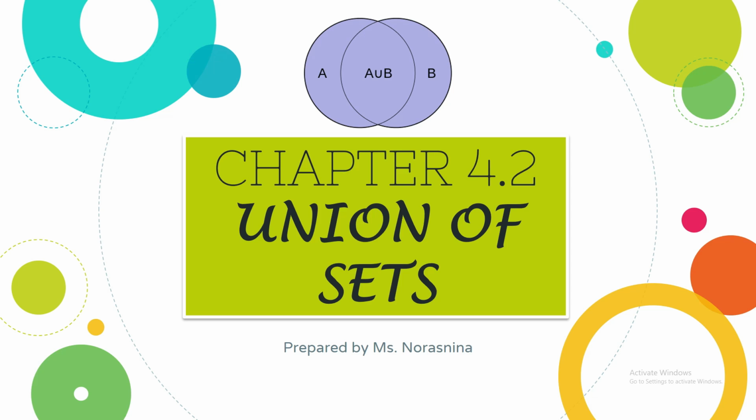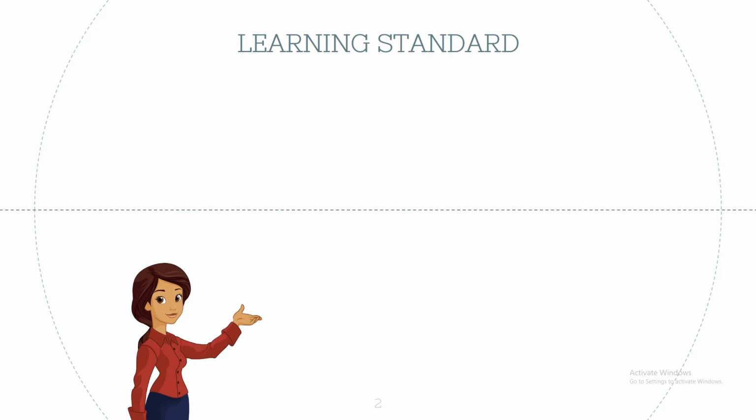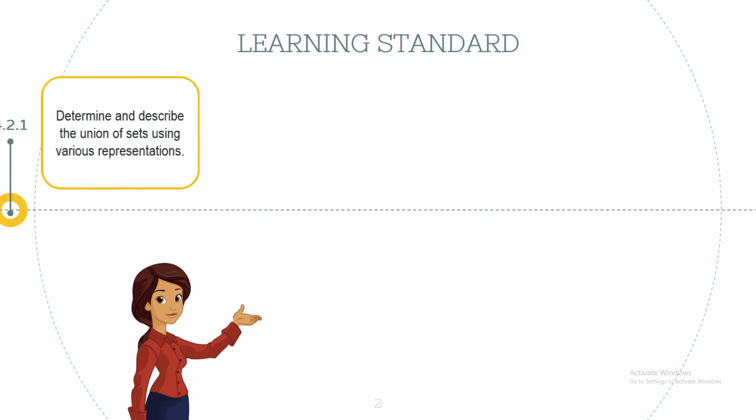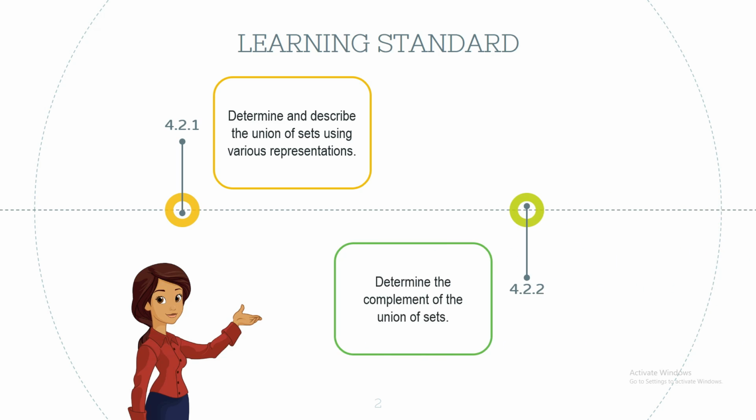Okay, in the last lesson we already learned about the intersection of sets, but today we will look at the union of sets. There are two standard learning objectives that we focus on in today's class. The first one, 4.2.1, is to determine and describe the union of sets using various representations. And the second one is 4.2.2, to determine the complement of the union of sets.